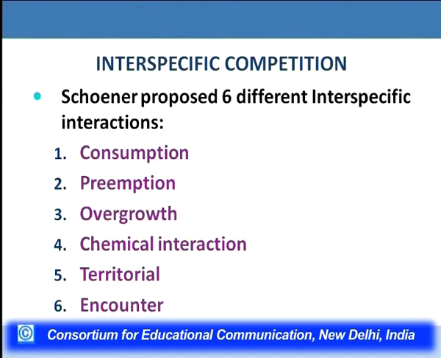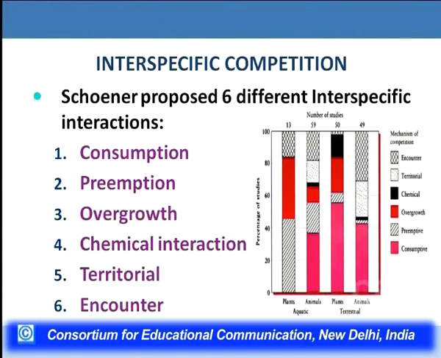So these are the 6 different categories into which interspecific competition has been divided by this scientist. It has been studied in fields in a number of species, both plants and animals, in both aquatic and terrestrial ecosystems, and these studies have shown different extents of encounter competition, territorial competition, chemical competition, overgrowth, preemptive and consumptive competition between different species in different zones.